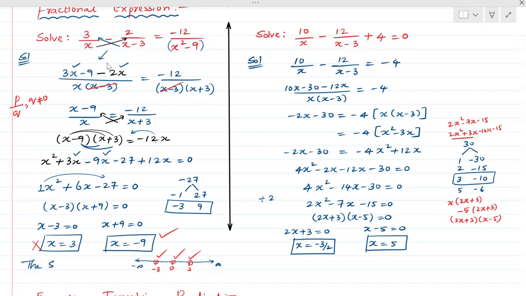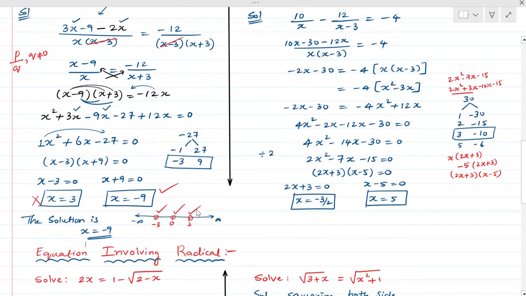The solution is x equal to minus 9. That's it. So you have to check this one. Whenever it is a fraction over fraction expression, you have to check the solution, whether it is in the domain or not. If it is not in the domain, that is not the solution of the equation.